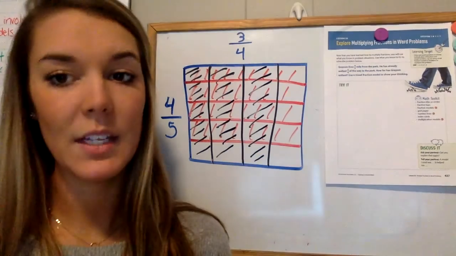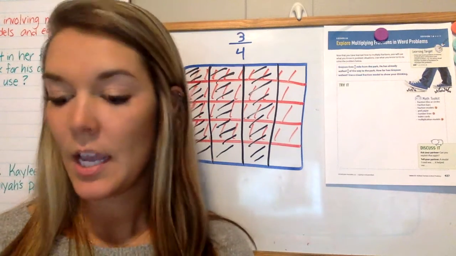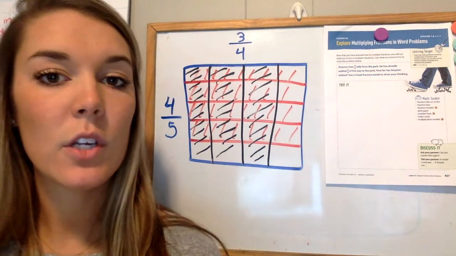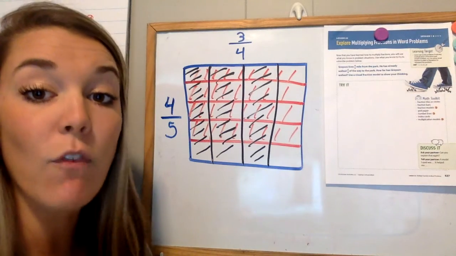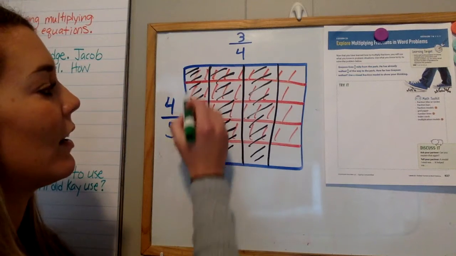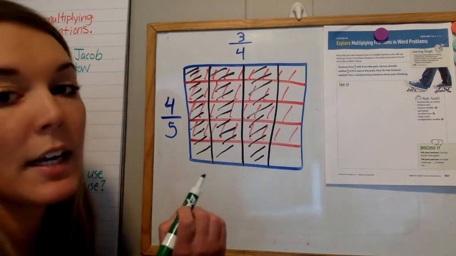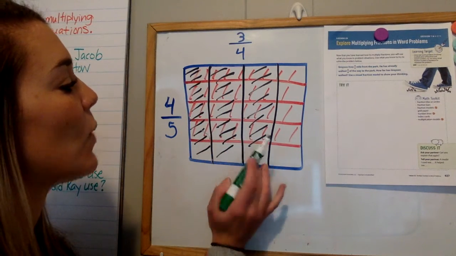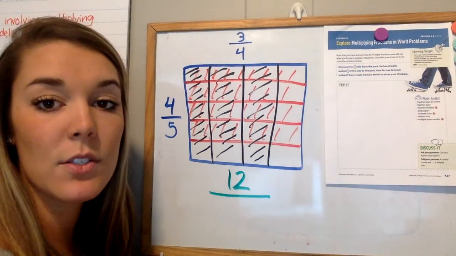Okay. Now, the way I find my answer or my product using an area model is I see which squares have both shading in them. How many overlaps? So I notice these guys here are overlapping, right? I'm going to go ahead and count them. 1, 2, 3, 4, 5, 6, 7, 8, 9, 10, 11, 12. Okay, so 12 are shaded in both colors.